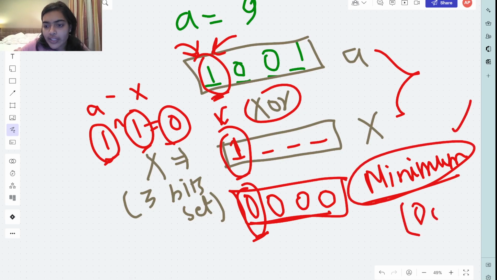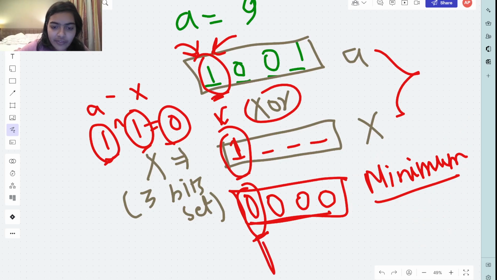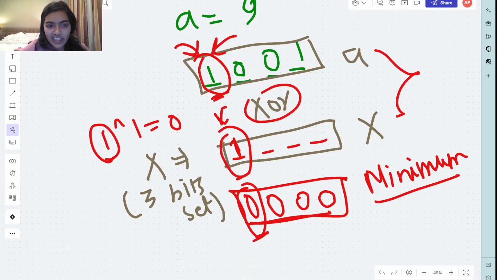You have only two choices, 0 or 1, so the minimum is 0, right? If you get 0, it is awesome, it is amazing. We are trying to aim for 0. So wherever the bit is set in A, we are going to set the bit in X also.